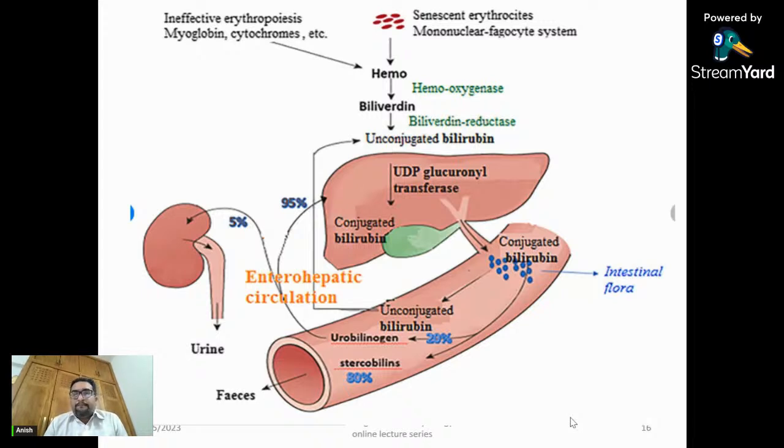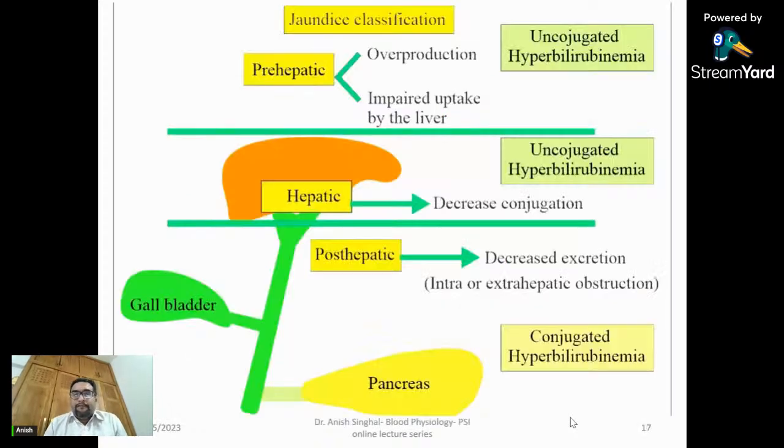This would be taken up by the liver. In the liver, the most important enzyme would be UDP glucuronyl transferase, and it converts this unconjugated bilirubin to conjugated bilirubin. This is then stored in the gallbladder, and from there it goes to the intestines, and enterohepatic circulation is responsible for utilizing it again. Some part will be excreted in the feces as stercobilins, and some part would be excreted in the urine as urobilins. Fine.